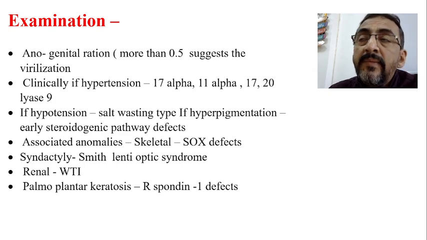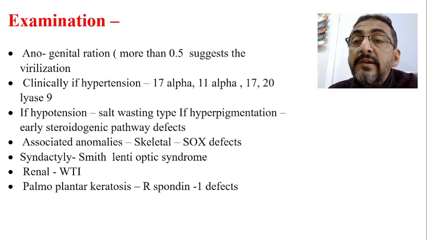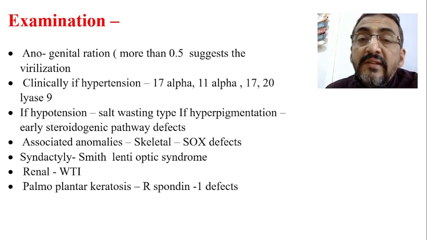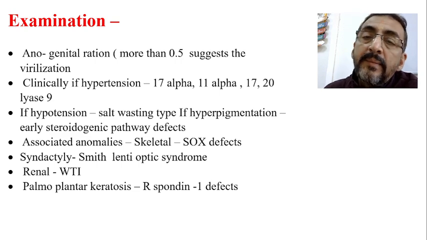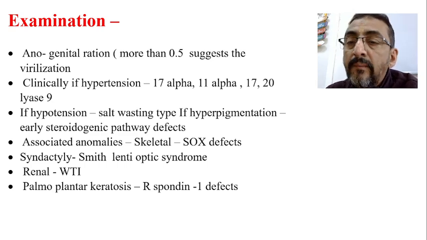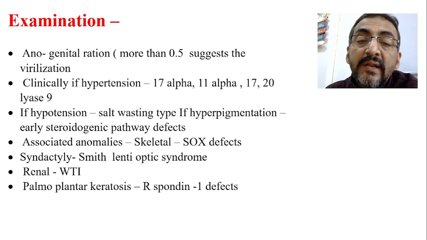Similarly, if there is hypotension, the most common problem is the salt wasting type of congenital adrenal hyperplasia. That is adrenal deficiency, salt wasting type. Okay, if there is hyperpigmentation, then it is indicative of early steroidogenic pathway defects. Then if there are other associated anomalies, like skeletal anomalies, there may be SOX defects. If syndactyly is there, it is suggestive of Smith-Lemli-Opitz syndrome. If some renal problems are there, and palmoplantar keratosis, there are R-spondin 1 defects.